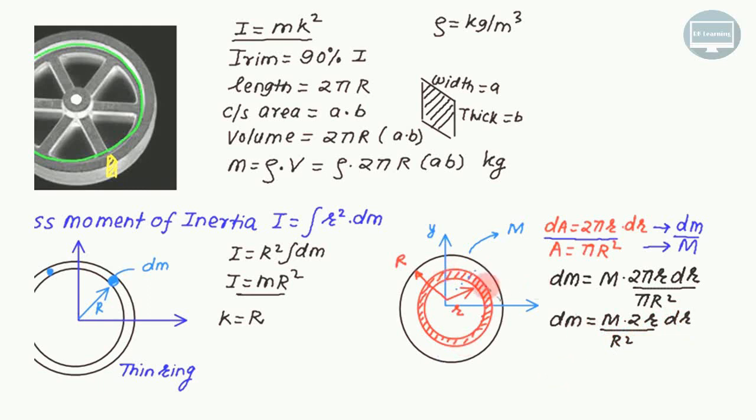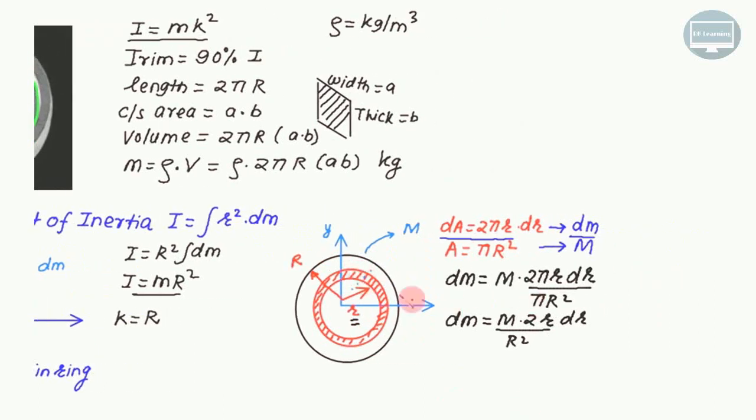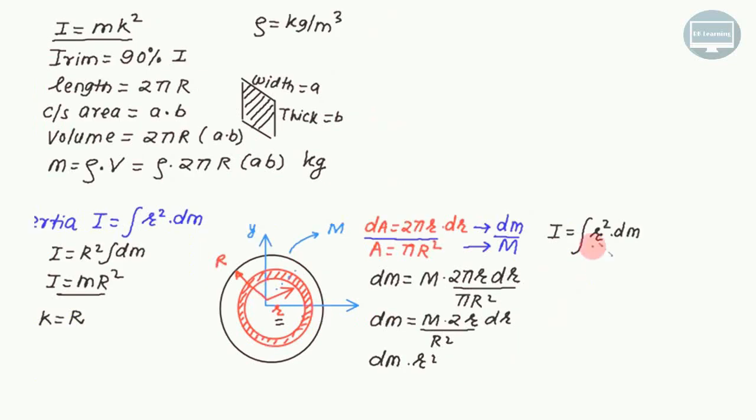What is special about this ring? For this ring, is the mass evenly distributed at radius equal to small r? So if I find the moment of inertia for this one, is it equal to dm multiplied by r square? That is the moment of inertia of this small ring. And is this total area made up of such small rings? So to compute the total moment of inertia, it is simply the integral of r square multiplied by dm. Right? So let's put this value back.